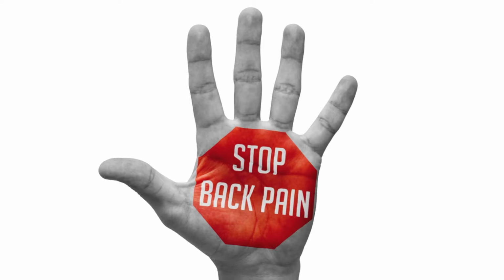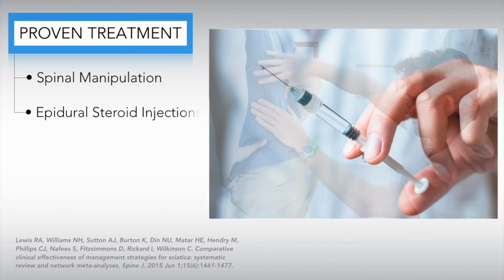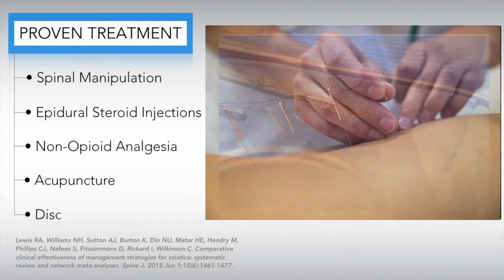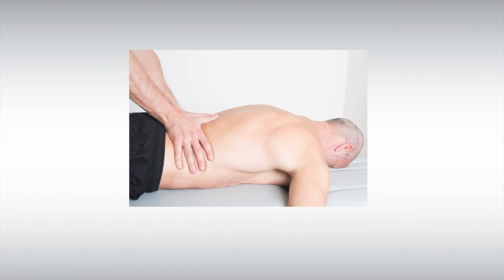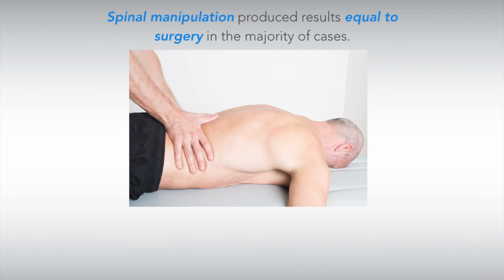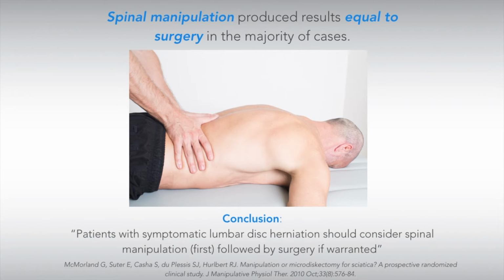In fact, the majority of cases can be successfully managed with conservative care like the type provided by chiropractors. A research review of 90 clinical trials identified the most effective treatments for disc lesions and sciatica. The study supported only a handful of interventions, including chiropractic spinal manipulation, the natural option that chiropractors are uniquely trained to provide. Another study demonstrated that chiropractic treatment produced results equal to surgery in the majority of cases. The authors concluded that patients with symptomatic lumbar disc herniations should consider spinal manipulation first. And in addition to being effective, chiropractic spinal manipulation is one of the safest available options.